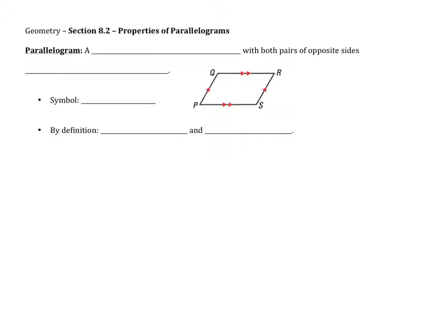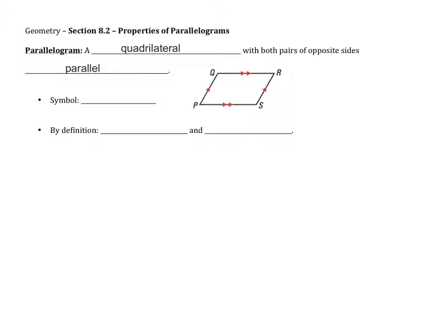Section 8.2 is about the properties of parallelograms. So what we're going to get into now is all the different kinds of quadrilaterals, starting with parallelograms. So let's first define what it is. A parallelogram is a quadrilateral with both pairs of opposite sides parallel.